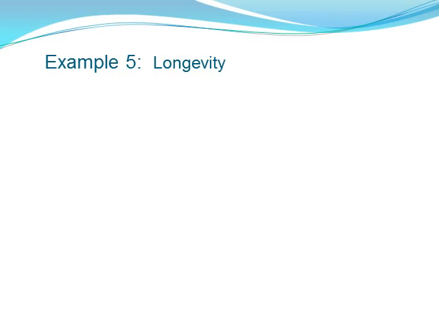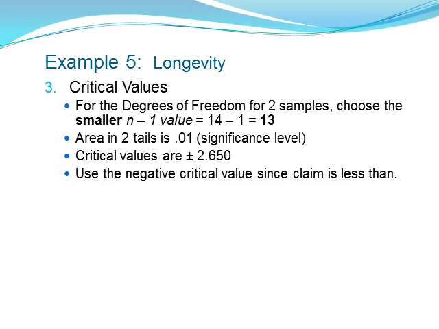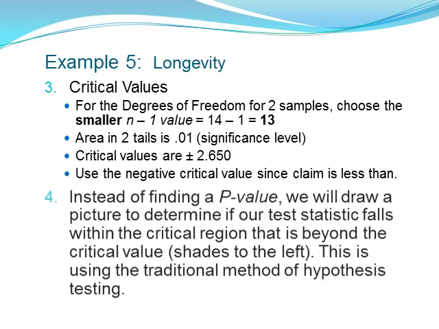Next, we're going to find the critical values for this test. We always use the degrees of freedom for the smaller of the two samples, so we have 14 minus 1 equals 13. Also, we were told to use a 0.01 significance level for our test. So when we go to the 13th row of table A3, we want to line up under the column that has 0.01 for the area in two tails. This will give you critical values of plus or minus 2.650. Since this involves a claim of less than, we only want to use the negative critical value, which will shade the tail to the left of that number.